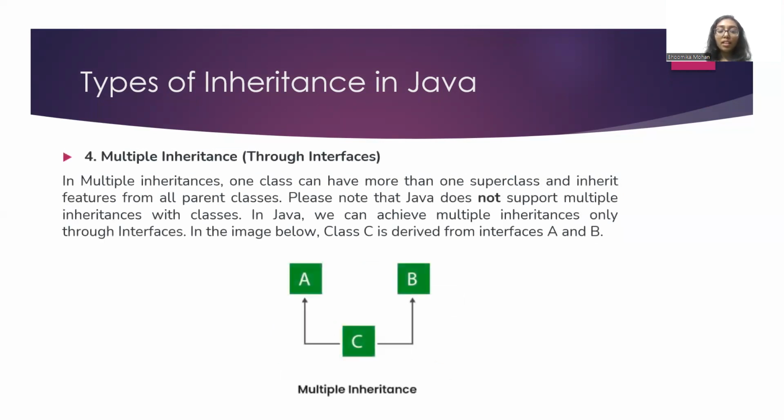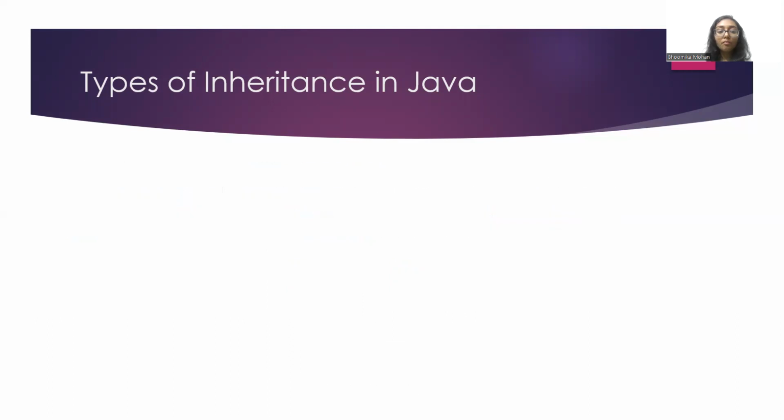Next comes multiple inheritance, which is done through interfaces. In multiple inheritance, one class can have more than one superclass and inherit features from all parent classes. Please note that Java does not support multiple inheritance with classes. In Java, we can achieve multiple inheritance only through interfaces. In the image below, class C is derived from interfaces A and B.